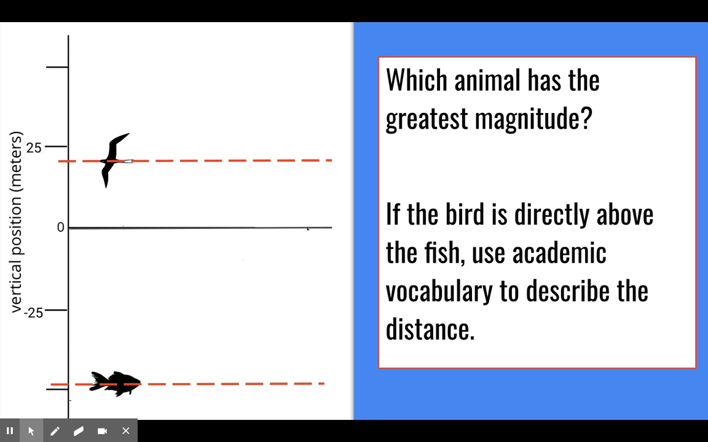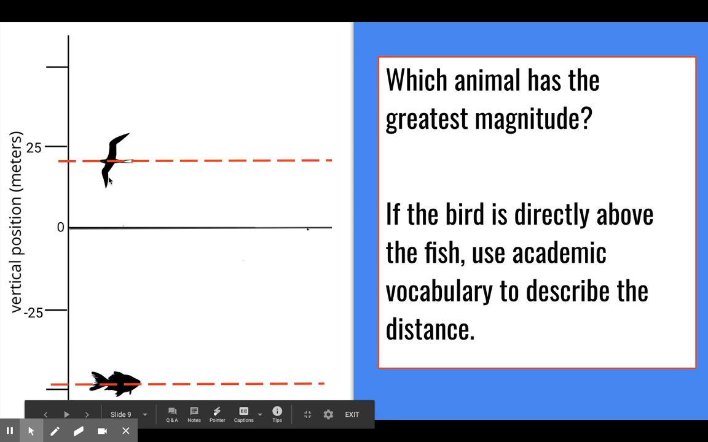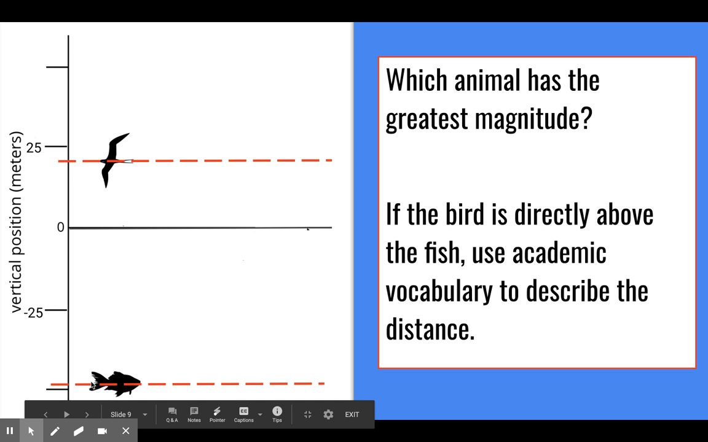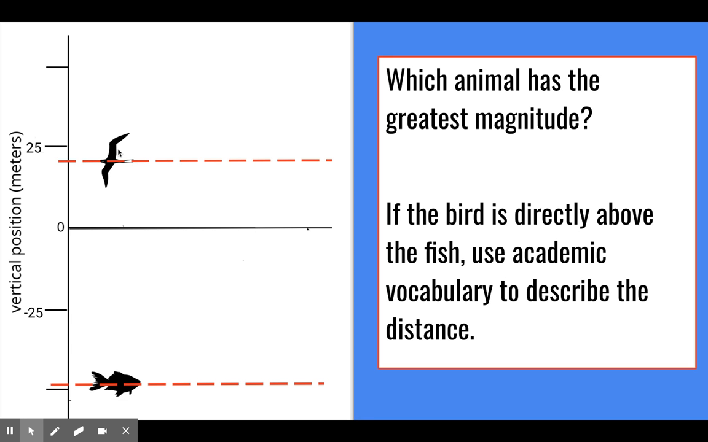So once again, just to recap how we got that, my bird, we said, was at an elevation of 23. It was 23 units away from 0. That's my absolute value. The fish was at negative 48, but absolute values are always positive. So it was 48 units away from 0. So if I add the 48 units away from 0 and 23 units away from 0, the distance between the bird and the fish is 71 meters. Okay.